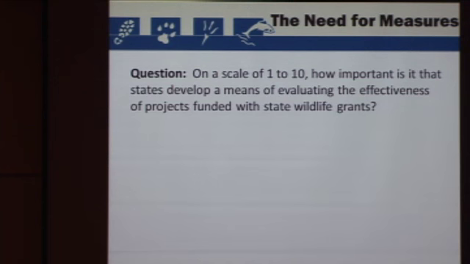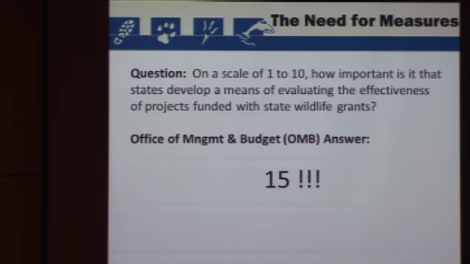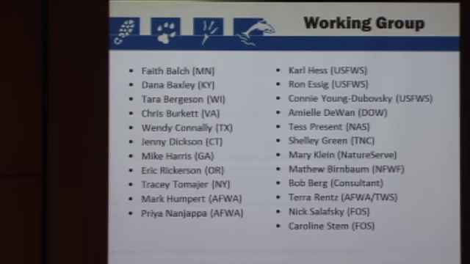So we went to the OMB examiner, Office of Management and Budget, for those of you not from the Washington area. These are the people who kind of govern how all spending gets done in the federal government. We went to the examiner, the dude was sitting there in his black sunglasses and black shirt, kind of looking all spooky. And we asked him, so on a scale of 1 to 10, how important is it that we have a means of evaluating the effectiveness of projects funded with the state wildlife grants? And the guy looked at us and goes, 15. So this is the currency.